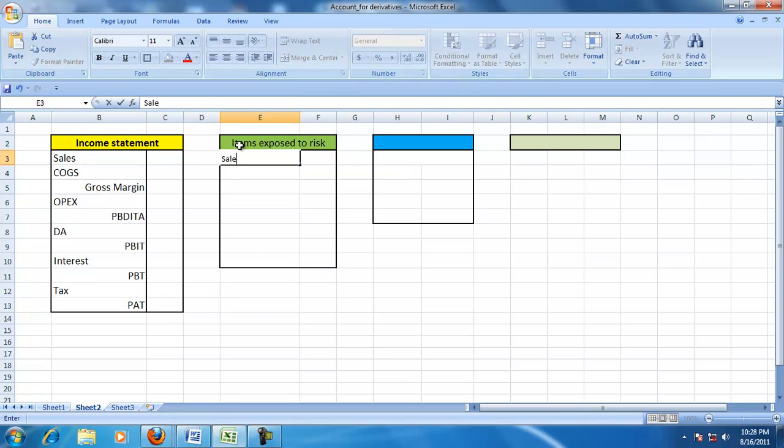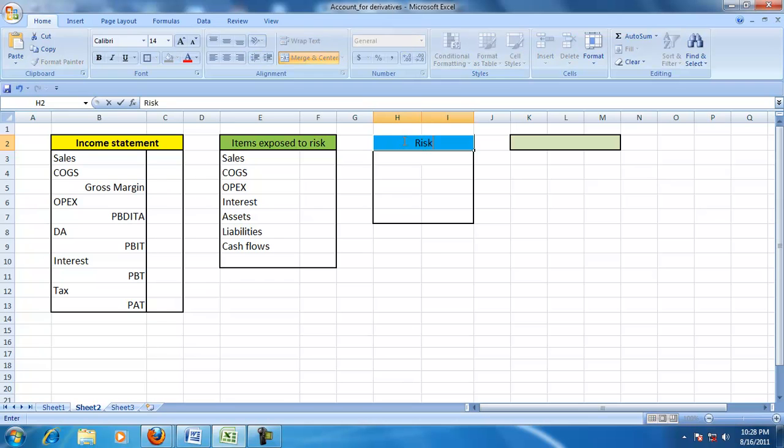What are those items? The sales is of course exposed to risk. When we say risk, we'll understand as we move along what is the meaning of risk. The COGS is exposed to risk. Operating expense is exposed to risk. Interest is exposed to risk. Similarly, from the balance sheet items and cash flow, the assets and liabilities and the cash flows are exposed to risk. But what is this risk all about?